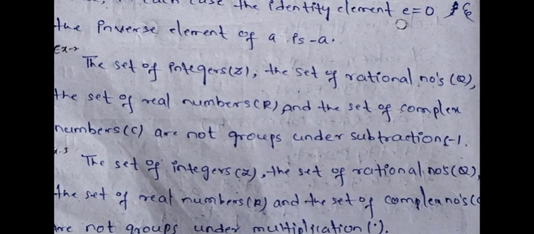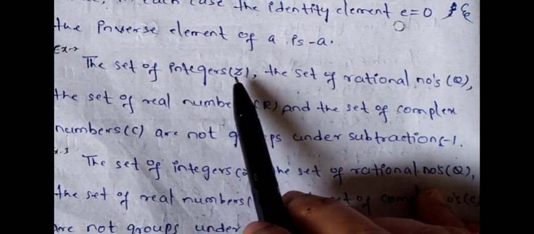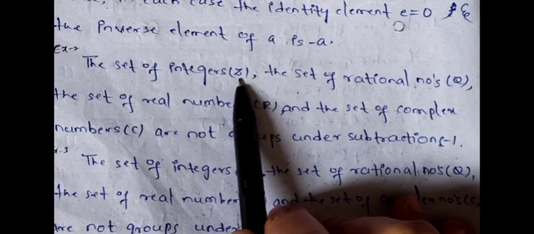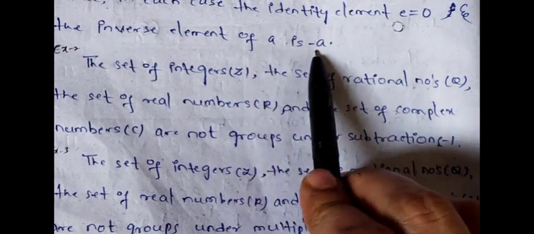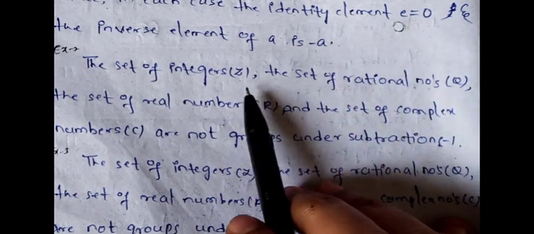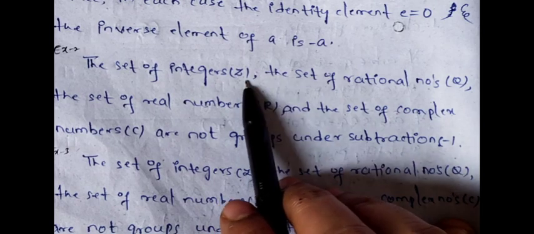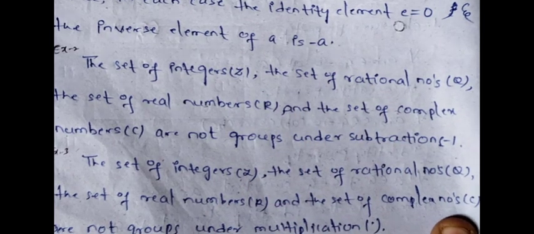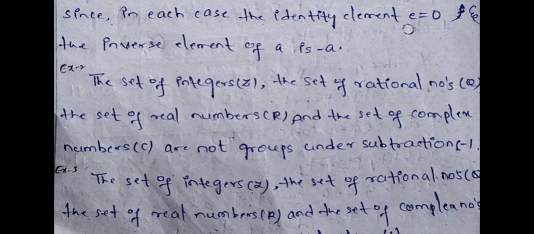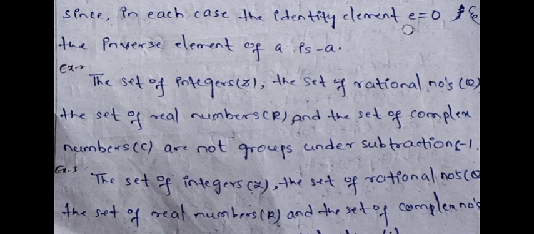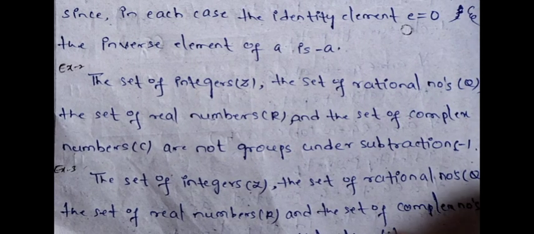Under multiplication they are not groups, because when you take Z, what is the multiplication? A into 1 by A is equal to 1. So 1 by A is the inverse, but fractions are not there in the integers. So the inverse property does not exist in integers. Whereas in rational numbers, real numbers and complex numbers, 0 is also there, but 0 does not have any inverse element under multiplication, because 1 by 0 is not defined. That's why they are all not groups under multiplication.